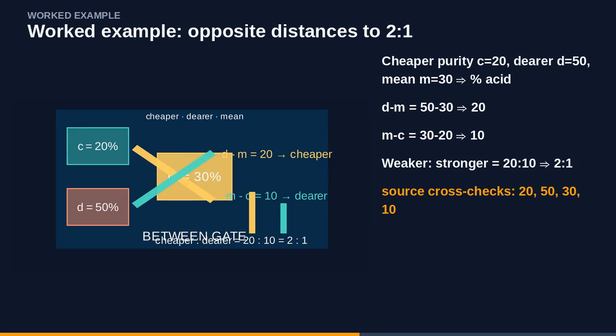The trap. Check the unit first. These are percent acid values, not rupees. The arithmetic shape matches a rupee rate question. Only the unit name changes.